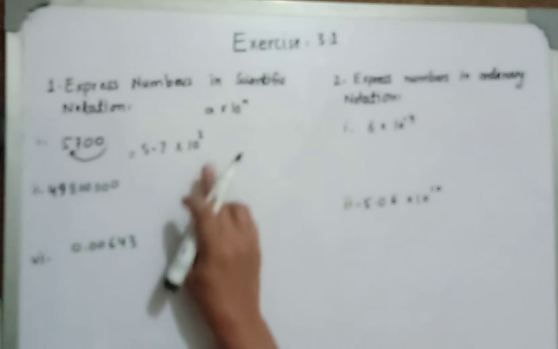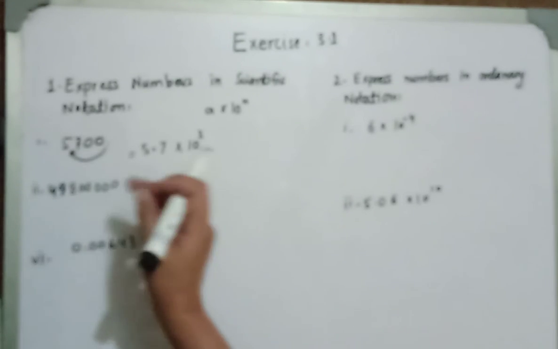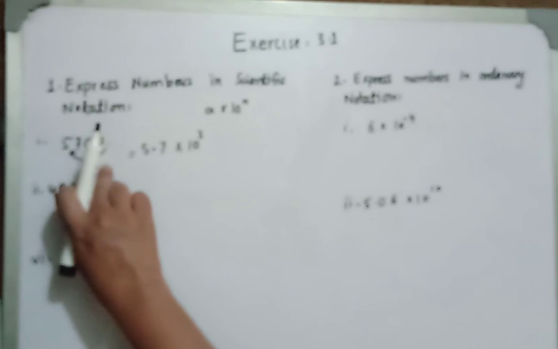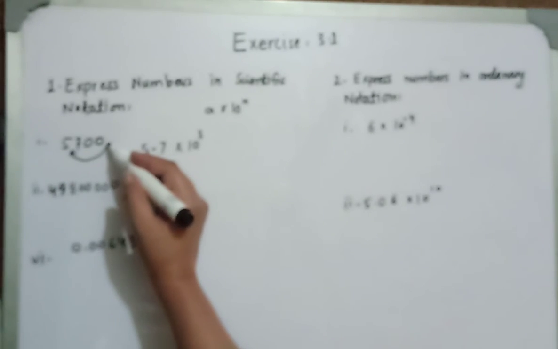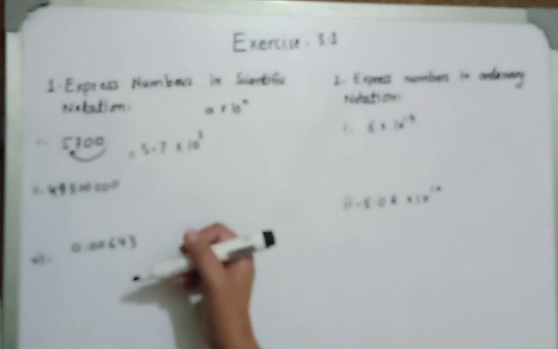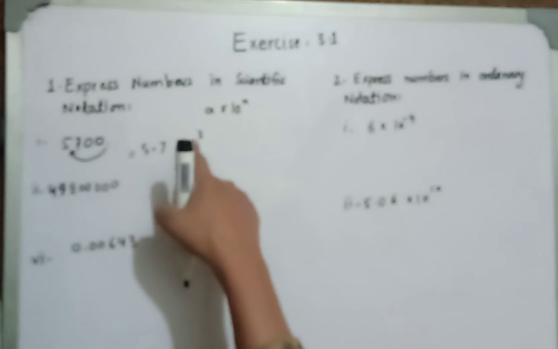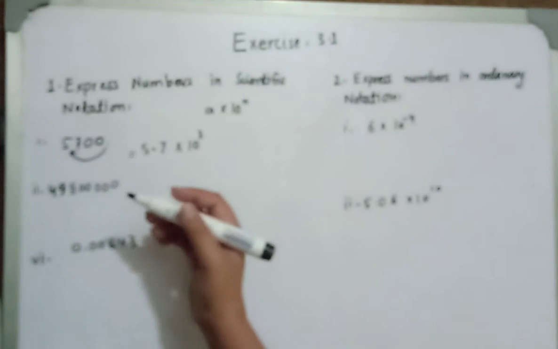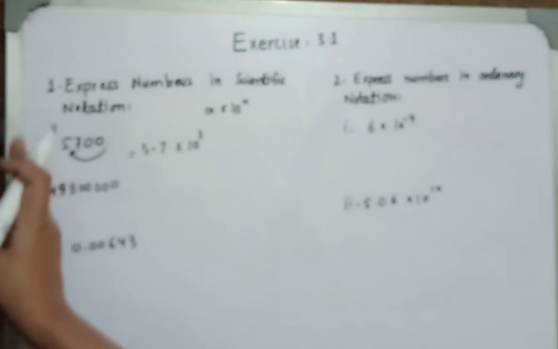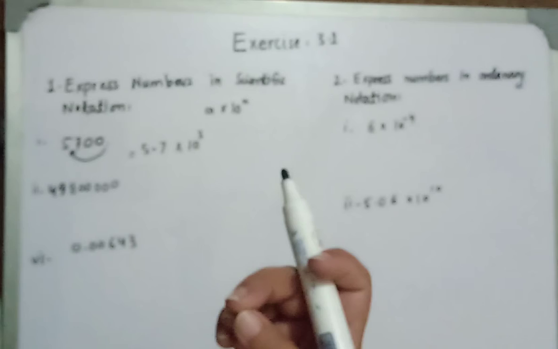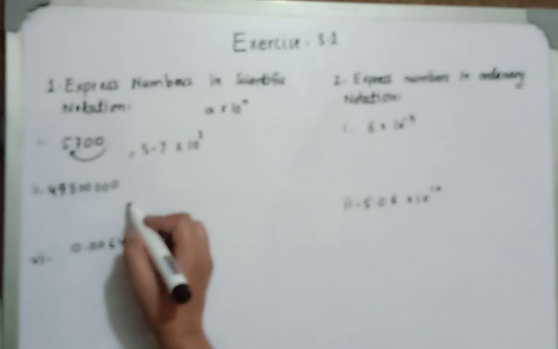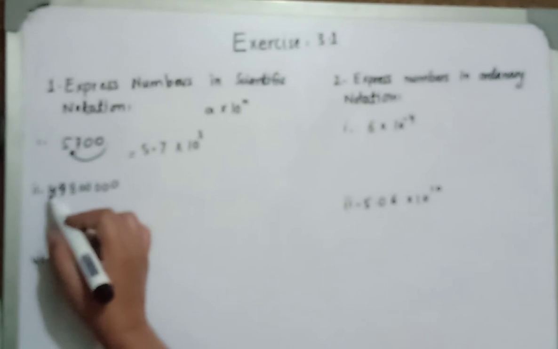Now the power is plus when you move the decimal from right to left. Like in this case, we have moved the decimal from the right side to the left side, so the power will be positive. In the opposite case, if we move the decimal from left to right, then your power will be negative.